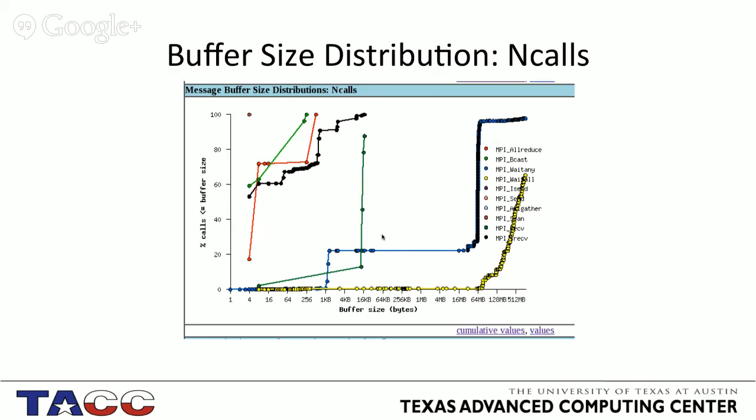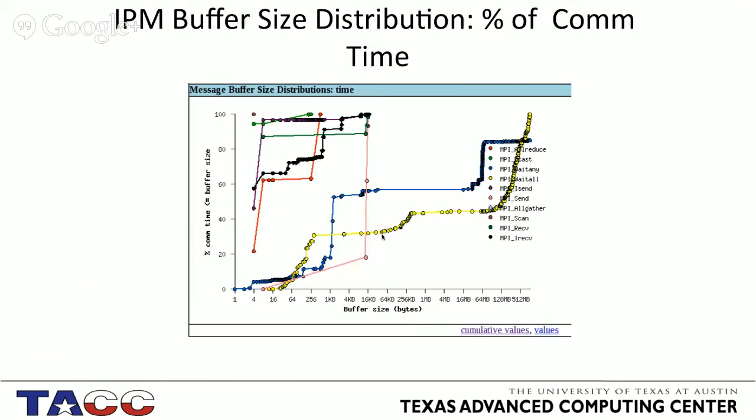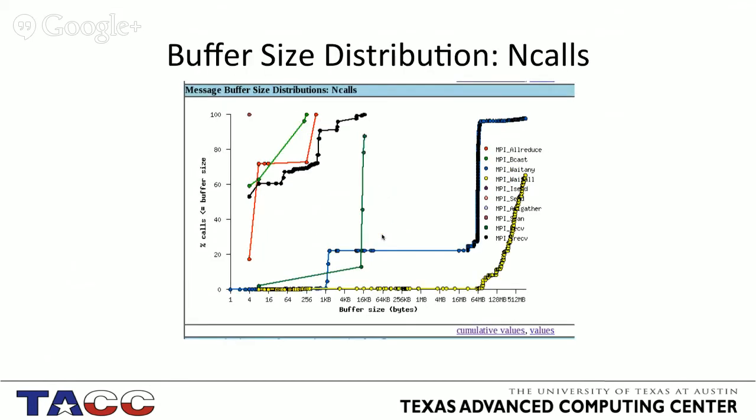This is number of calls per buffer size. I think that the percentage of communication time is much more useful to you because that's what you care about. You don't really care how many times you call a function typically. You care about how much time was spent in calling that function.